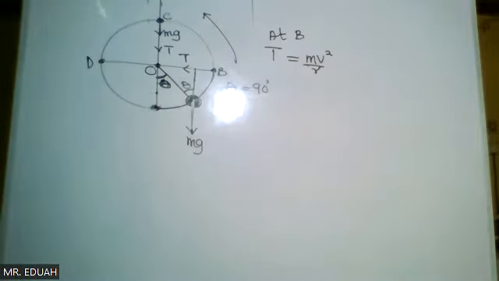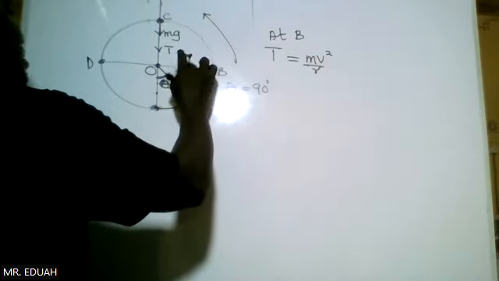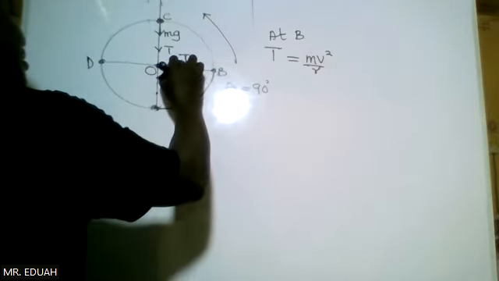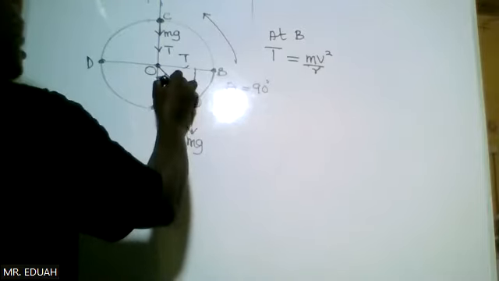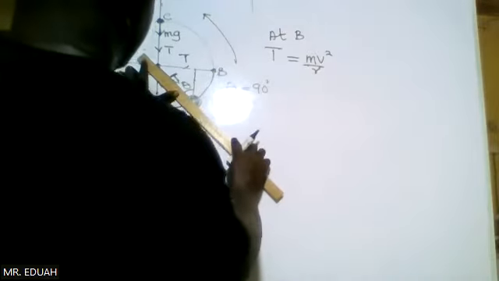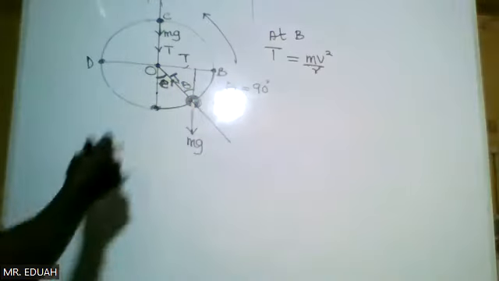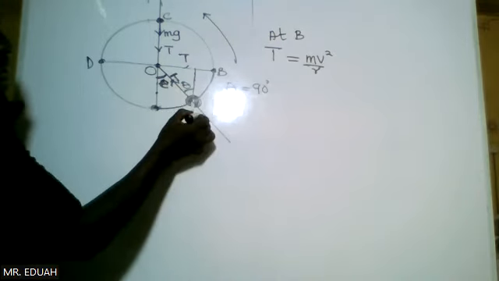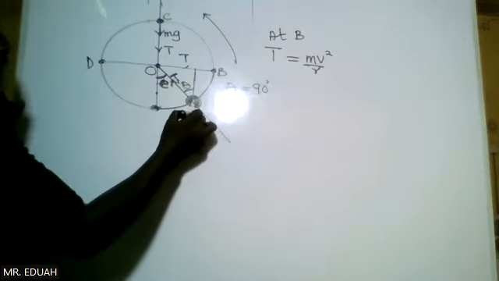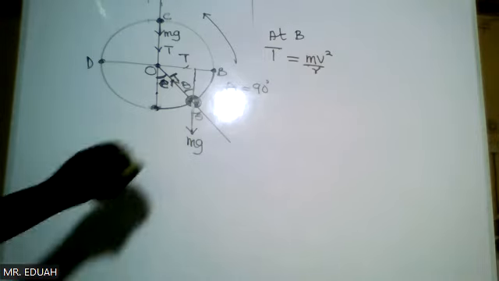Now let's extend the tension. The tension within the string always acts toward the center. So let's extend the tension line. If we extend the tension line, if this angle is theta, this will also be theta, vertically opposite angles.